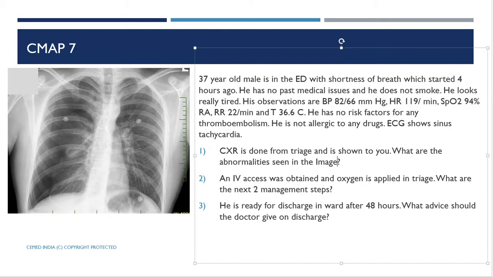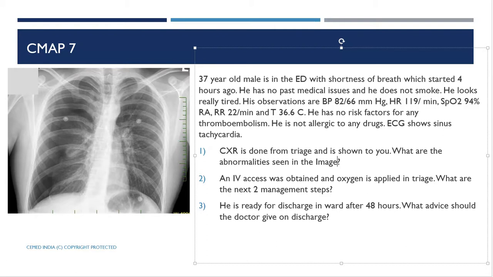He's ready for discharge from the ward after 48 hours. What advice? So some people said no flying. The patient cannot fly until he sees the chest physician and he is given a green signal. He can never do deep sea diving, and some people have written advised not to smoke, but he does not smoke, so that will not give you any marks. You cannot advise a non-smoker don't smoke. So this would be it.